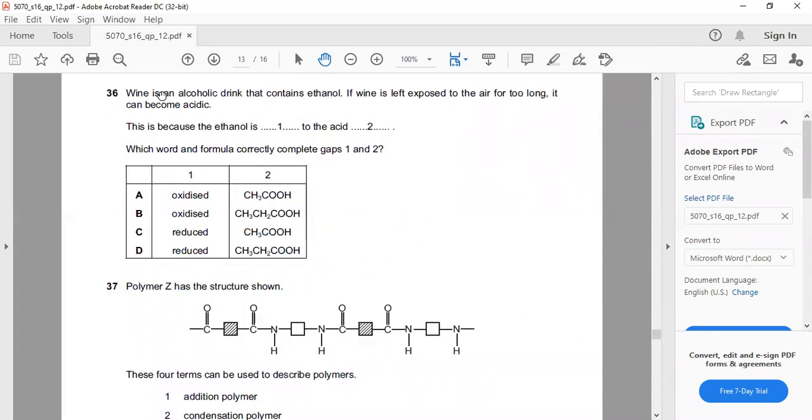Question 36. Wine is an alcoholic drink which contains ethanol. If wine is left exposed to air for too long, it becomes acidic because it gets oxidized. It is oxidized to ethanoic acid. What is the formula of ethanoic acid? CH3COOH. So A is the answer.